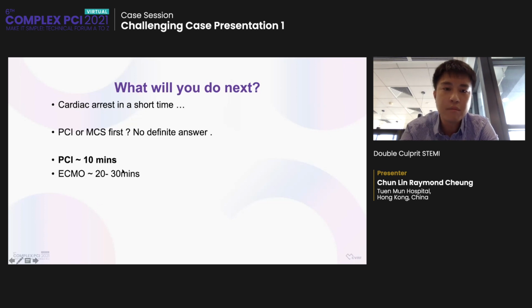So if mechanical circulatory support is needed, ECMO would be a choice. The time to set up ECMO depends on the manpower and the resources of different centers. In our center, we have to call our ICU colleagues to set up the ECMO, and the time required is around 20 to 30 minutes. On the other hand, we estimated that we can do the PCI in between 10 and 15 minutes. So we decided to do PCI first because we think that it is faster.